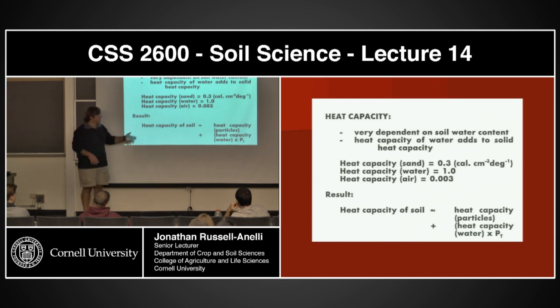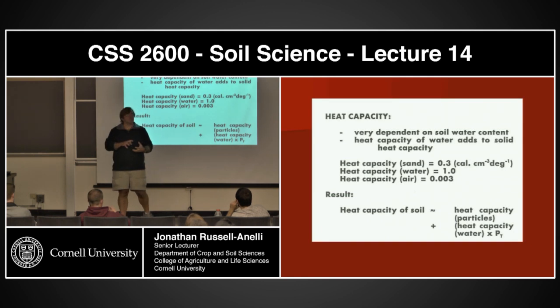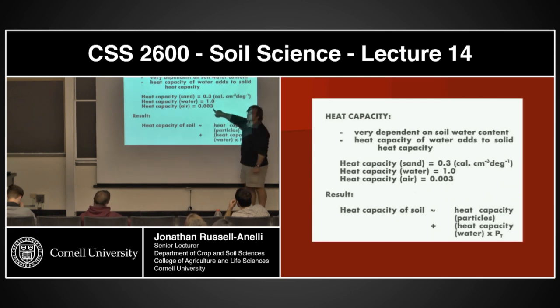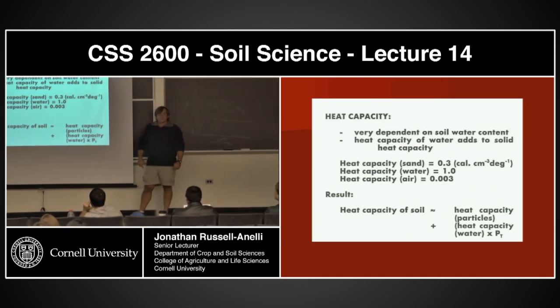The result is, when you start adding up the heat capacity, you basically have to add up all three, the solid, the liquid, and the gas, put them together into that volume, and that is your heat capacity for that volume. The gist of this, though, is because the heat capacity of air is so low, you really just have to add these two together to get the heat capacity of a soil. Make sense?